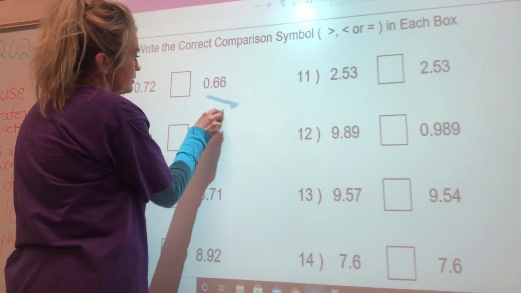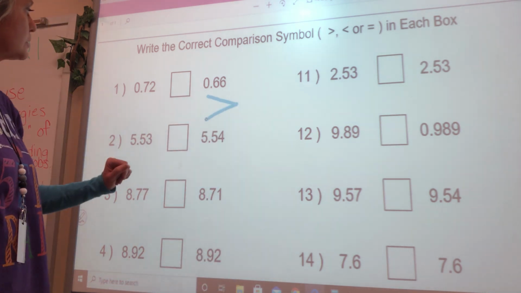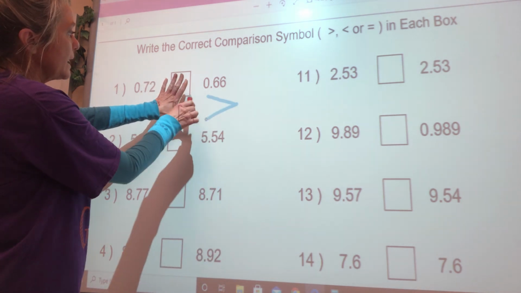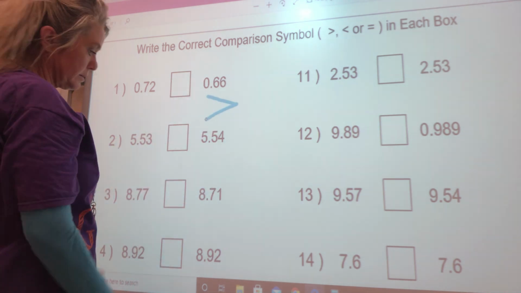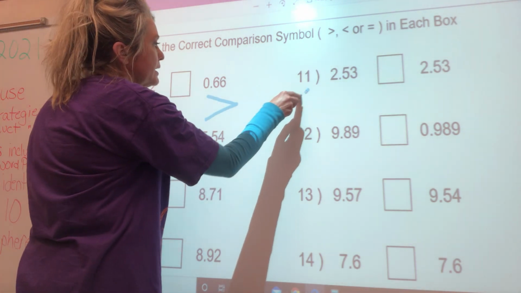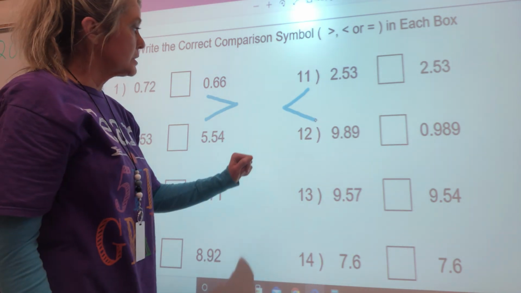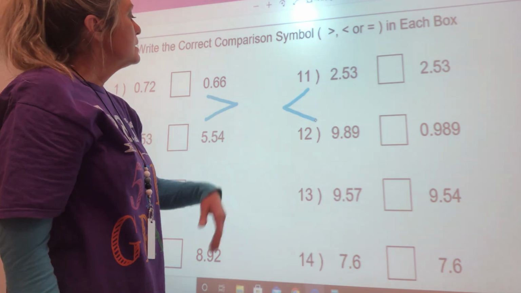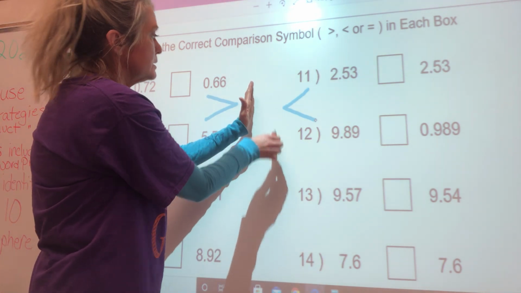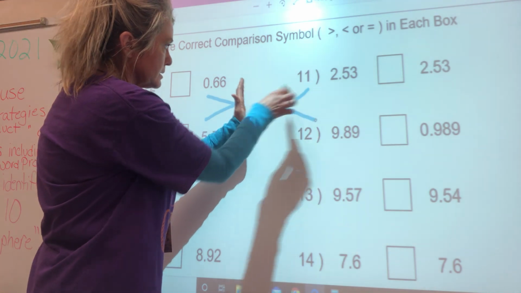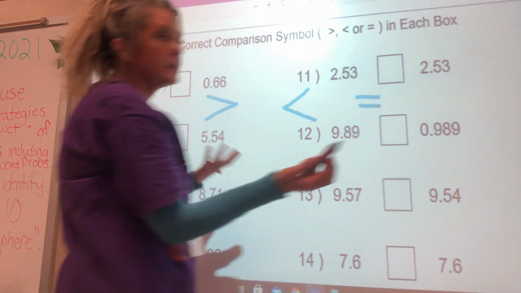This is greater than, because we read from left to right, so the number over here, since it's open wide, its mouth is open over here, this is the greater than symbol. This is the less than symbol. Again, because we read from left to right, since the little end is over here, this number would be less than this number. And then, of course, we know what equal to means.